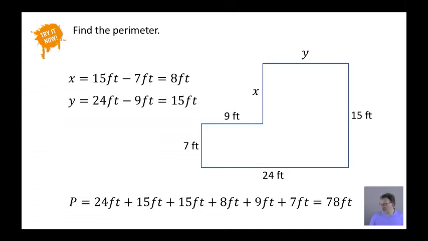Similarly, in order to find the length of y, we took the length of the opposite wall, 24 feet, and subtracted off 9 feet, which is another wall that's parallel to y. The result there was 15 feet. So we have all 1, 2, 3, 4, 5, 6 sides that need to be added together in order to get our perimeter. The result is 78 feet.